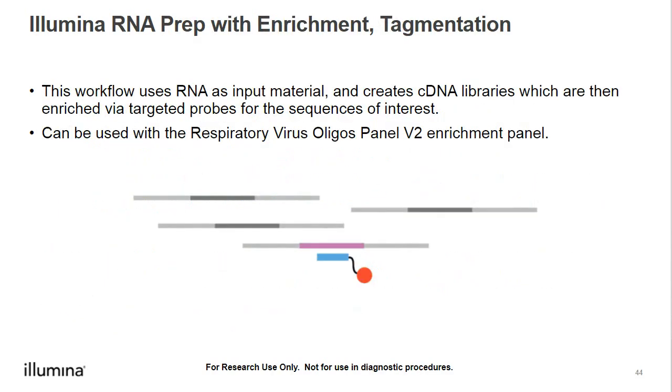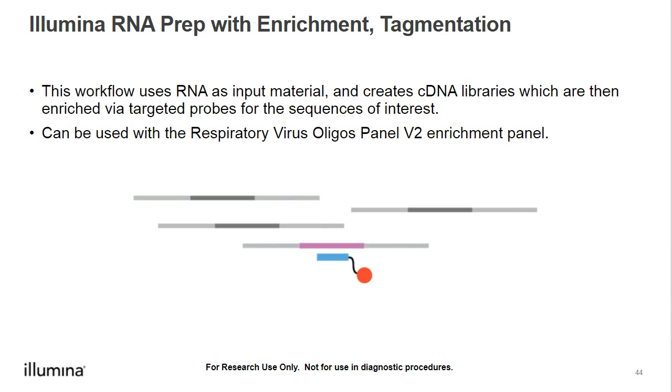The last library preparation workflow we will review is the Illumina RNA Prep with Enrichment tagmentation. In this workflow, we start with RNA extracted from our samples. Then we create cDNA, and we use bead-linked transposomes to tagment the cDNA. We use PCR to complete the adapters, uniquely index the libraries, and amplify the libraries.